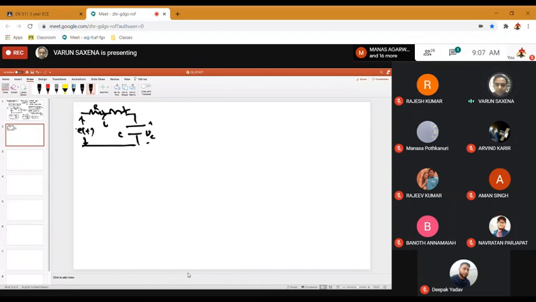Now, if I apply KVL, this is negative, this is positive. So I am moving in this sense, going like this and coming back like this. So I will write E(t) minus R i(t) minus L di/dt, and because capacitor voltage is Vc and it's a state variable, I write it as Vc(t).